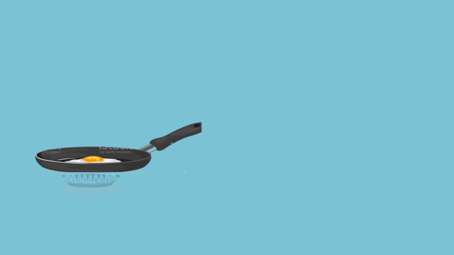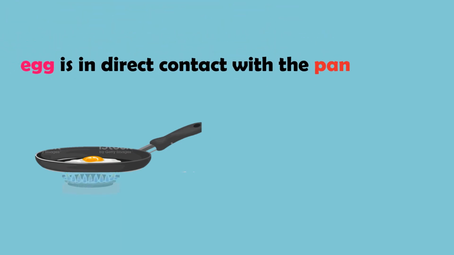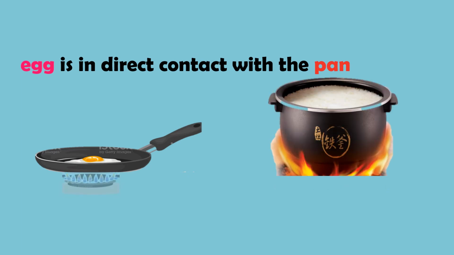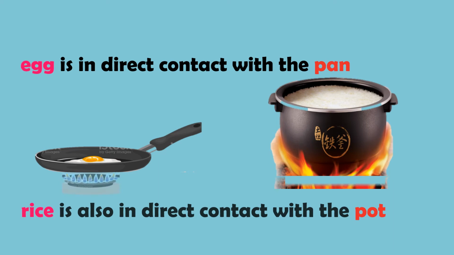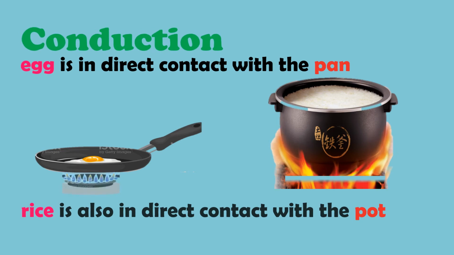Consider picture number 1. It shows that the egg is in direct contact with the pan. In the second picture, rice is in direct contact with the pot. Both of them became hot because of the heat of the stove. This makes them both examples of conduction due to direct contact with each other.